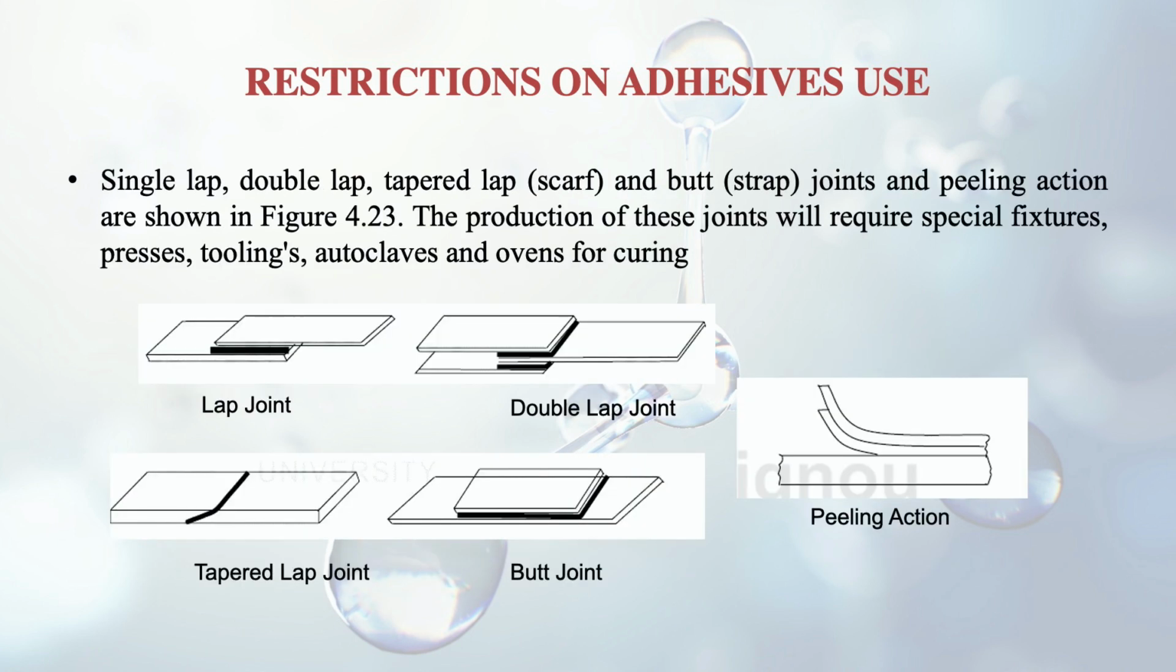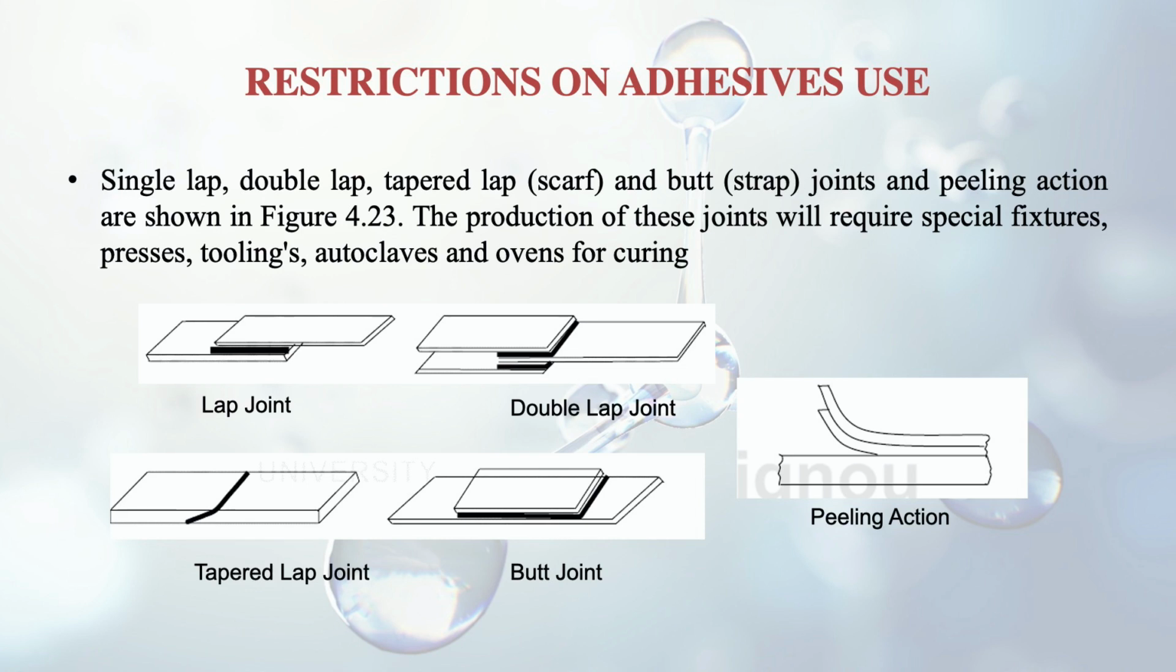So here are some types of joints in case of the adhesives, you can see in the figure, and from here you will get clarity about the peeling action also. This is the first one, the single lap joint. You can see they are both coming together in an overlapping form, and then there is the double lap joint, meaning one layer in an overlapping form over the other, and the third layer is also coming in. So this is the double lap joint.